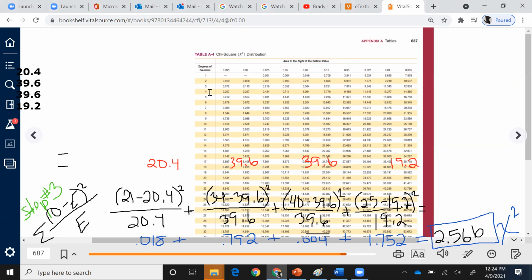Degrees of freedom will be 4 minus 1, so we'll be right here for 3 degrees of freedom. They also said earlier in the problem that our significance level is 0.05. So we look at this table and find where these meet up. They meet right there. So that's our critical value.